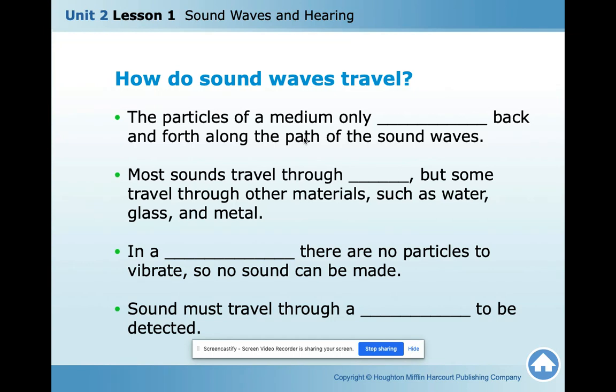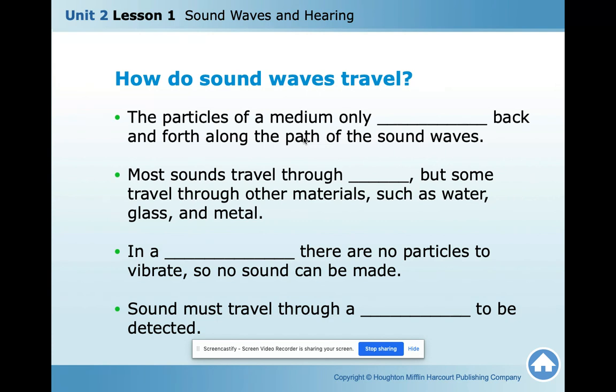Most sound waves travel through air, but some travel through other materials such as water, glass, and metal. Now, if you were talking to someone above the water, they'd be much more clear. Below the water, we can hear them, but it's a little more difficult. So just be aware of that when you're thinking about different mediums that sound waves travel through.